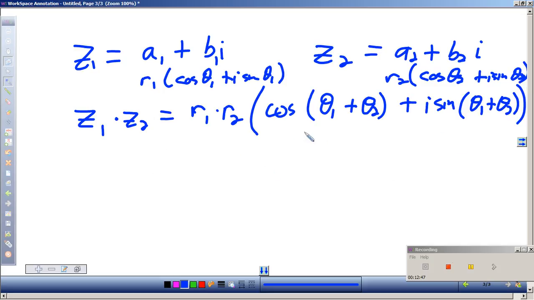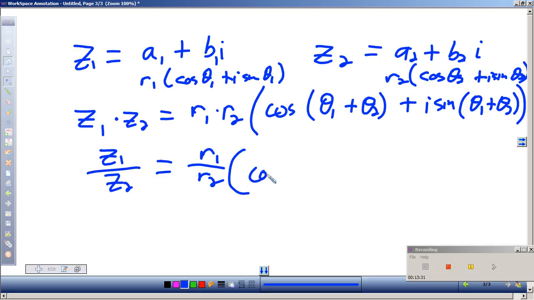Can you read it? r1 times r2, and then parentheses cosine of theta 1 plus theta 2 plus i sine theta 1 plus theta 2. So what do you think division, so z1 divided by z2, is going to be? If you have a guess from looking at the multiplication. Okay, subtracting the angles, so what's r1 and r2? Okay, r1 divided by r2, and cosine of theta 1 minus theta 2.